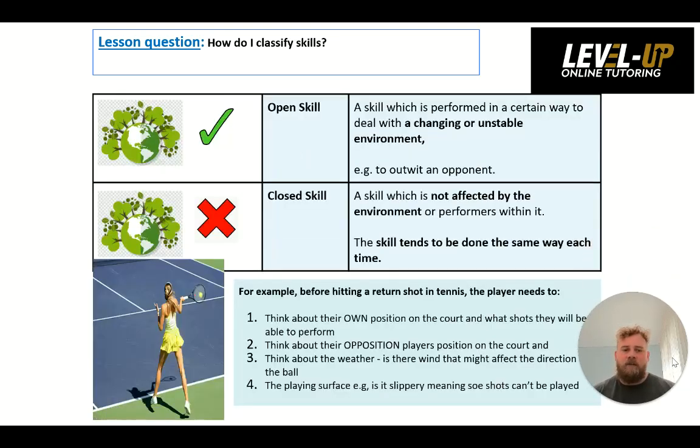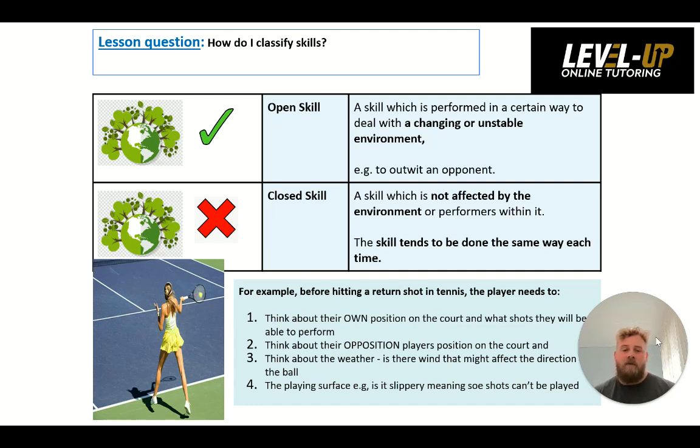So, open skills. An open skill is a skill which is performed in a certain way to deal with a changing or unstable environment, such as to outwit an opponent. A closed skill is a skill which is not affected by the environment or performers within it. The skill tends to be done the same way each time.